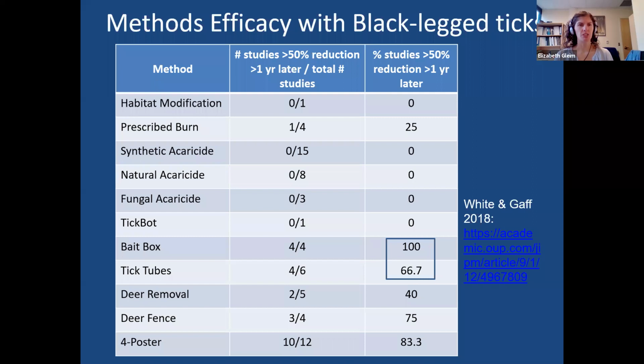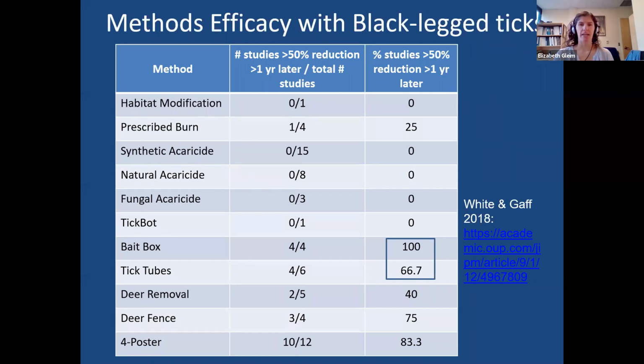There's also some concern with the bait boxes in particular, that you are providing supplemental food to the primary reservoir for Lyme disease, which is probably going to lead to increases in mouse populations. Even with the tick tubes, you're providing additional refuge for mice. All of this can lead to increased survival and increased population numbers, and that's a little bit concerning as well.